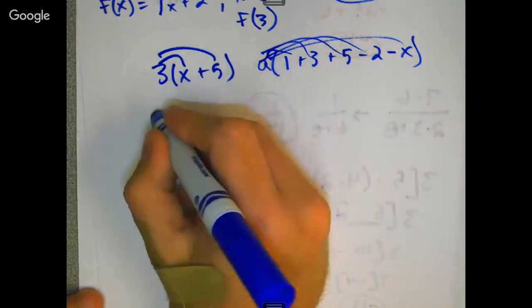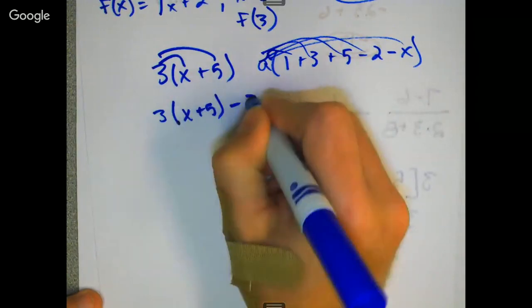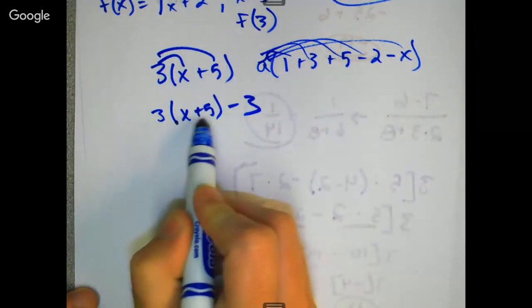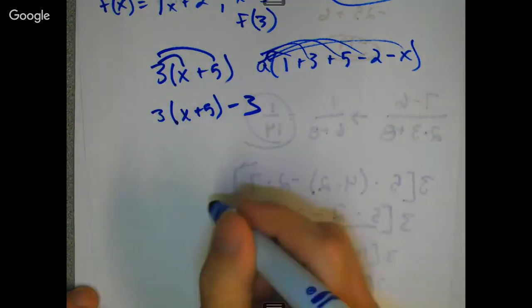What you don't want to do is something like this. Okay, this 3 only goes to the parentheses. It does not go to that 3 over there, so be very careful with that.